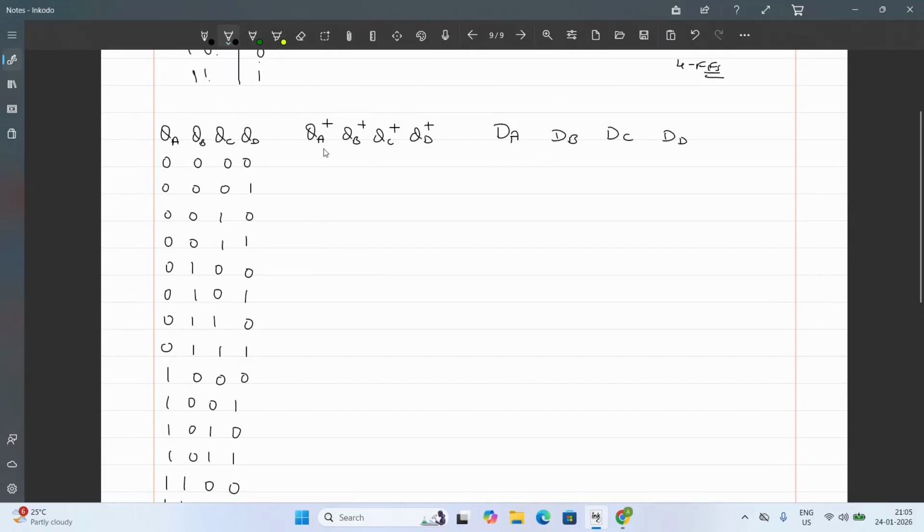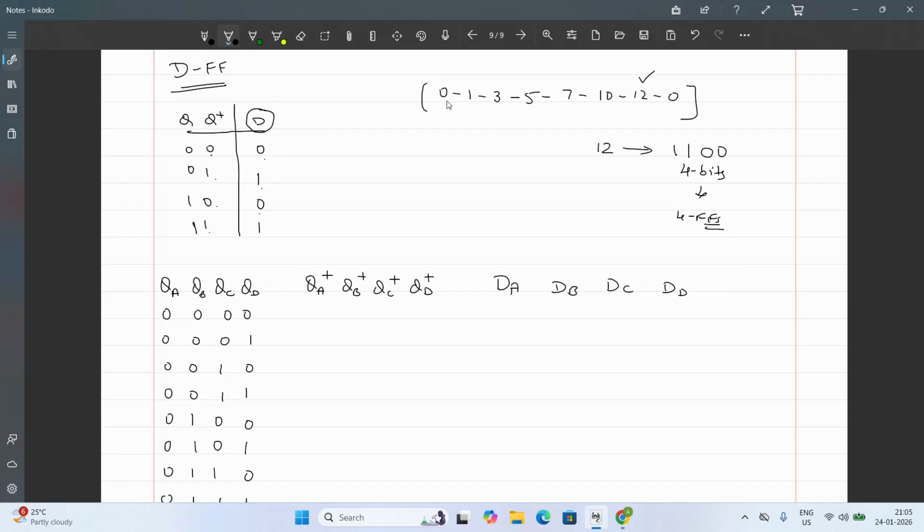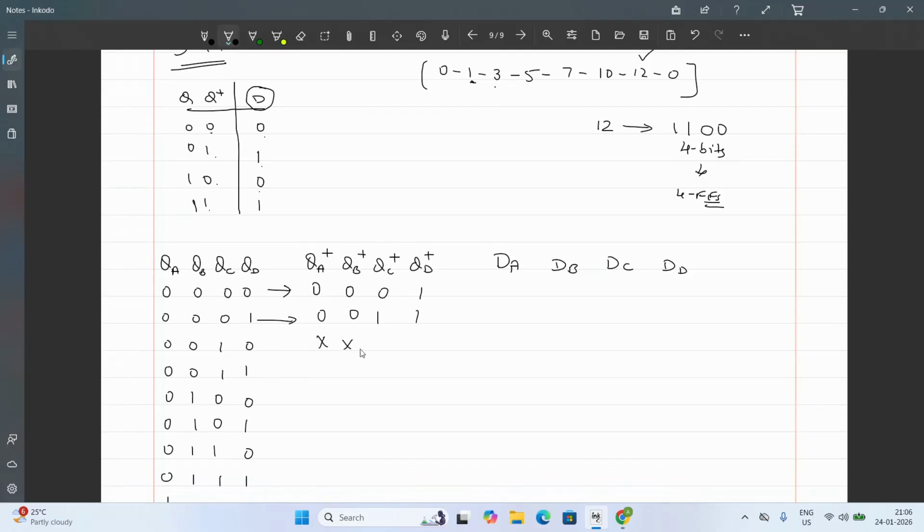Now to write the next state, look at the given question. So when the input is 0, do you have 0 in the given question? Yes. If it is 0, where should it go to the next value? That is 1. If input is 0, go to 1. Okay. If input is 1, you have 1 here, go to 3. If input is 2, you don't have 2 in the given question. So if that number is not there, put X. If input is 3, you have 3. After 3, it should go to 5.